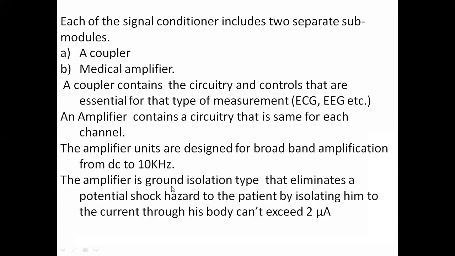The amplifier is of the ground isolation type, which eliminates a potential shock hazard to the patient by isolating him so that the current through his body cannot exceed 2 microamperes. While measuring, some current will flow through the body, and that current should not exceed 2 microamperes. In such a way, this amplifier section will provide ground isolation. With respect to the ground, we can measure the potentials.